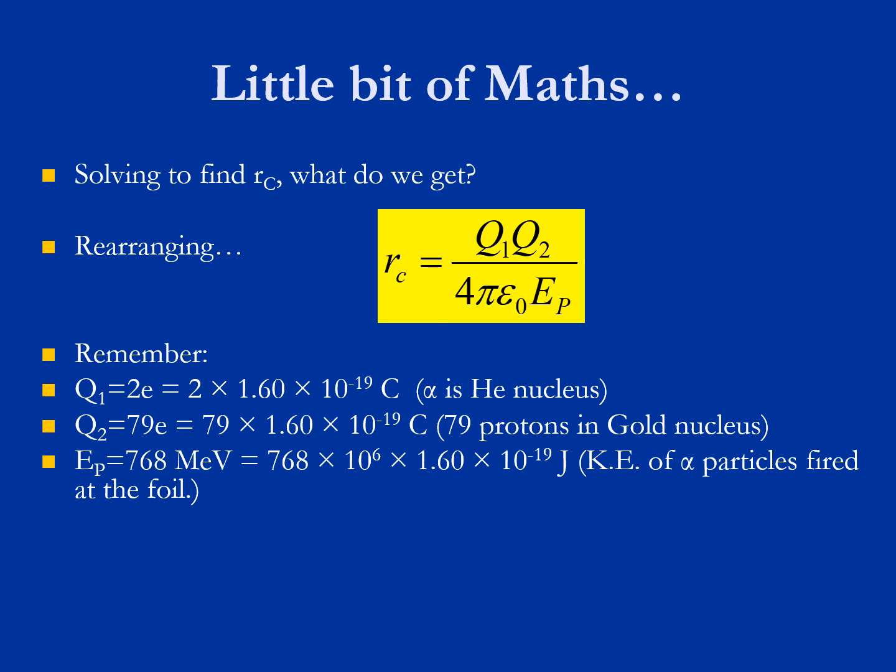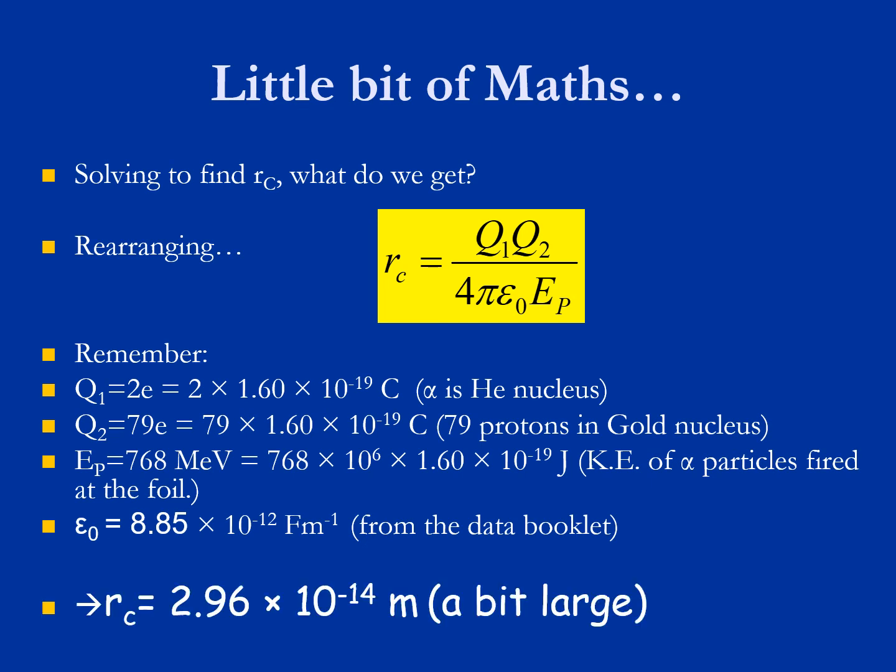So by doing a calculation, if we give it an energy of 768 MeV, a typical energy of these alpha particles, so the kinetic energy of the alpha particles, that includes the rest mass energy of the alpha particles. And epsilon naught, again from the formula sheet. So putting those values into the equation, putting it into a calculator, we get 2.96 times 10 to the minus 14 meters, which is a bit large, and we'll talk about why that is a bit large.